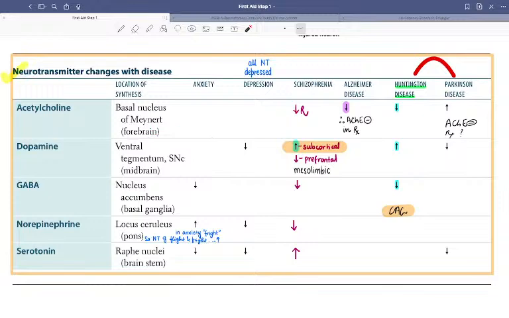Alright, we'll just give it a reading. We have to revise it later. Okay, again. So basal nucleus of Meynert, actually not really. So you have anxiety, depression, schizophrenia, Alzheimer's, Huntington's and Parkinson's disease.